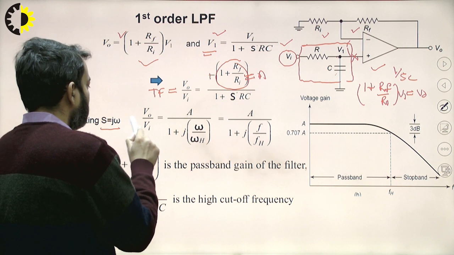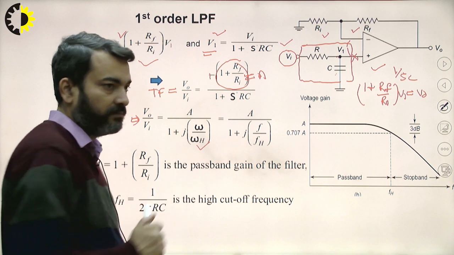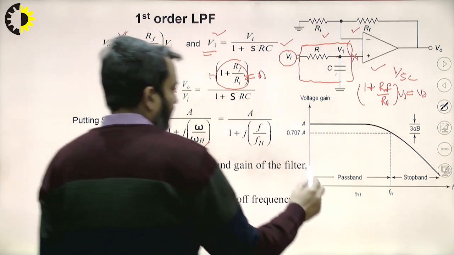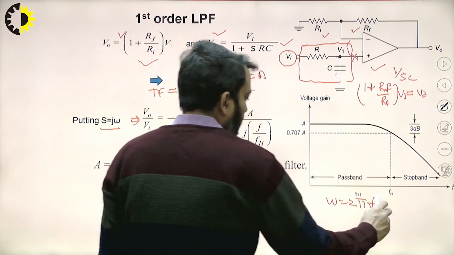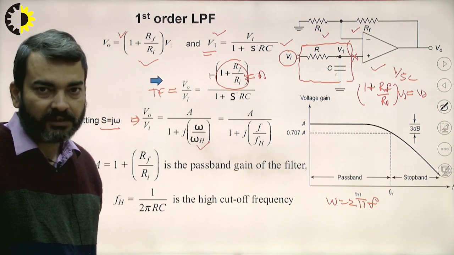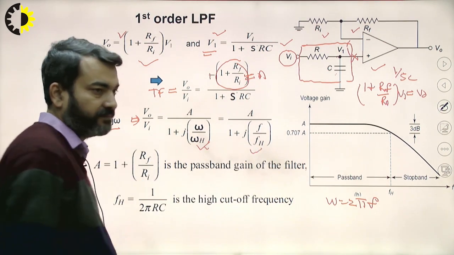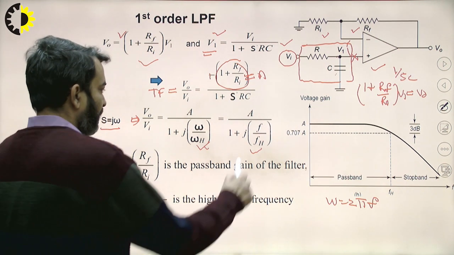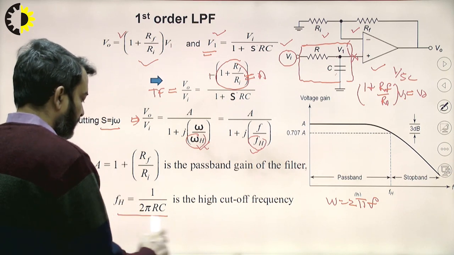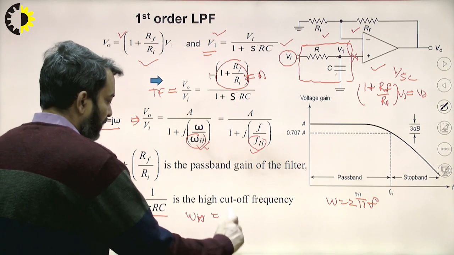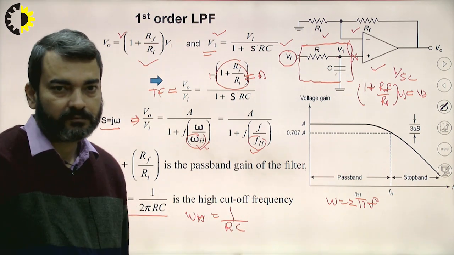So this transfer function can be rewritten in this form, and omega is equal to 2 pi f. So in terms of frequency f in hertz, the same equation can be rewritten in this way also, and where this fh or omega h, this is given by this much. Omega h will be simple 1 by RC, simple 1 by time constant.